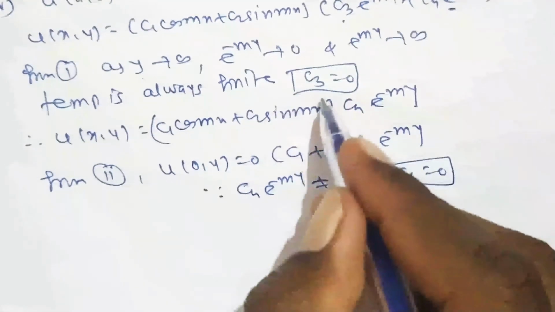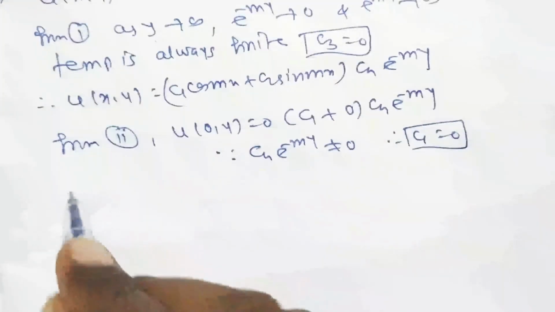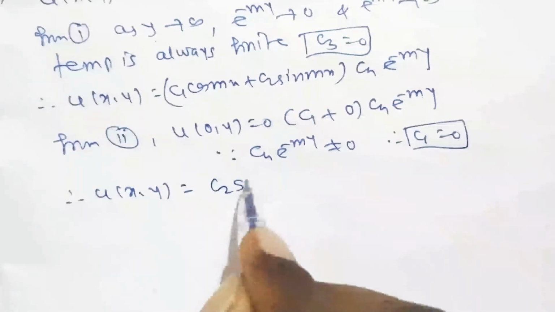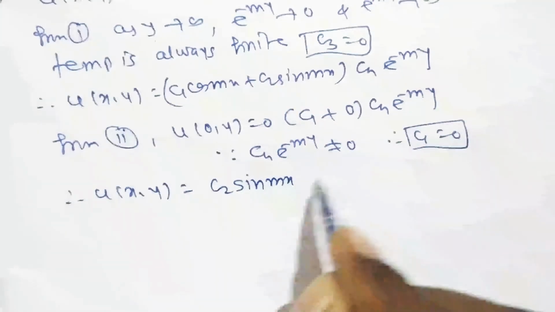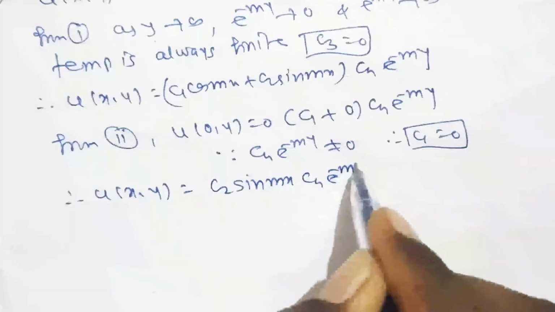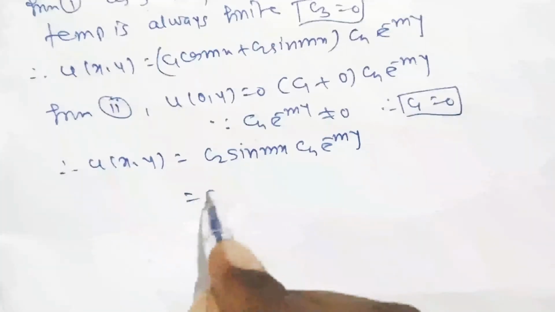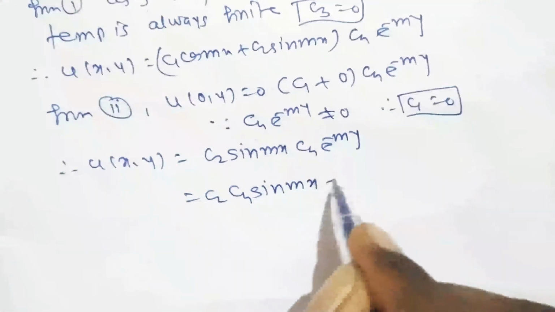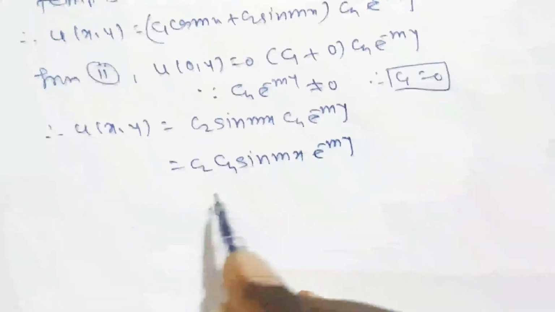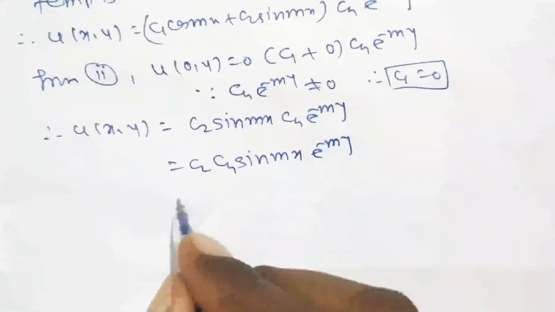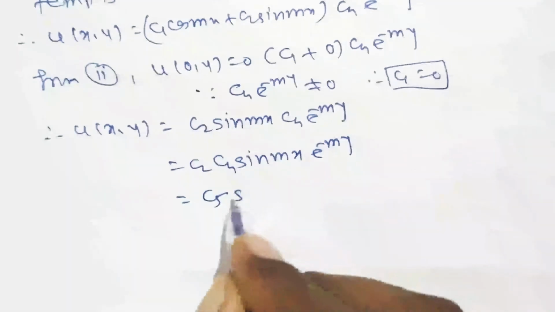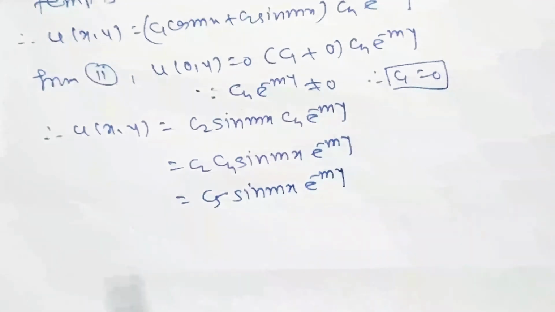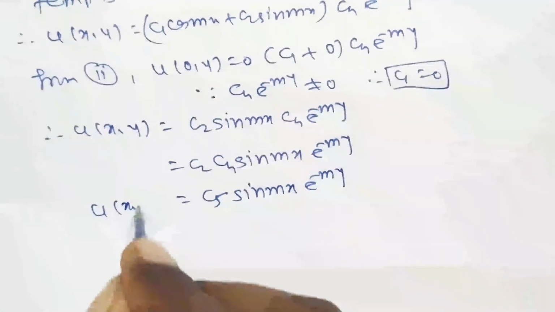Now c1 equal to 0, c3 equal to 0 put here, and therefore we can write u(x, y) equal to c2 sin mx into c4 e^(-my), which can be written as c2 c4 sin mx e^(-my). And c2 c4 are two constants, so we can write the next constant, say c5, sin mx e^(-my). Now this is u(x, y).